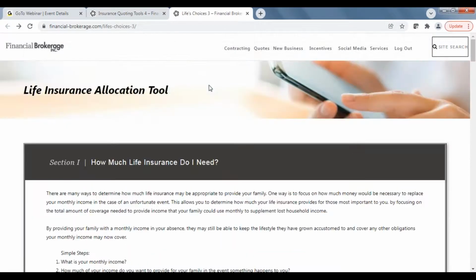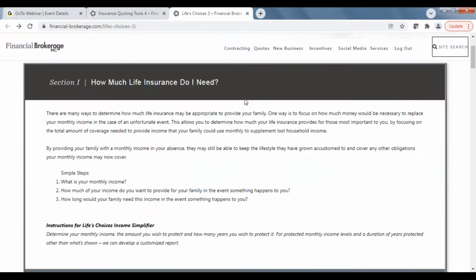So this allocation tool has 3 sections to it. In section 1, we're going to help the client figure out exactly how much life insurance they need to have. In section 2, once we know the number, we're going to determine how much of that is term, how much of that should be permanent, if any. And then in the third section, if there is some permanent life insurance in the mix, we're going to help the client figure out what type of permanent coverage that should be, because there are all sorts of different permanent life insurance policies out there, and one will be a better fit for a particular client than another.